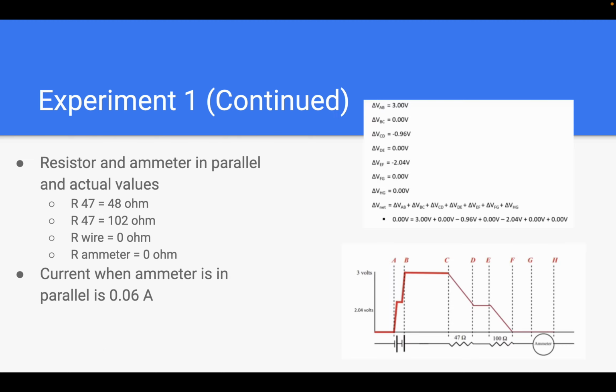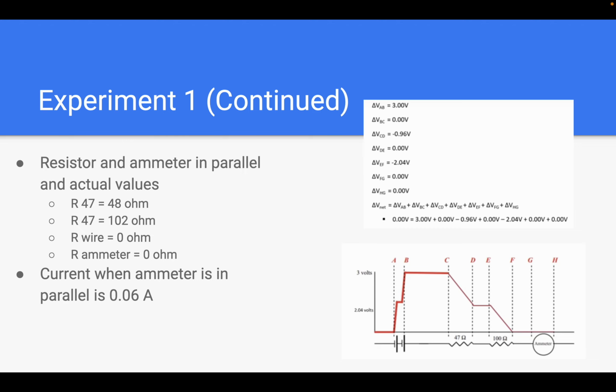I2. So for the actual experiment, the resistor and ammeter were in parallel, and actual values were 48 ohms, 102 ohms, and 0 ohms for the wire and ammeter because, again, using the loop rule, everything has to be equal to 0 at the end.